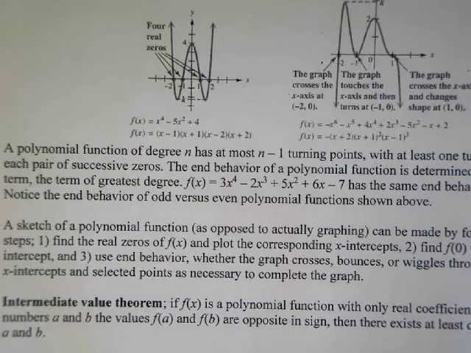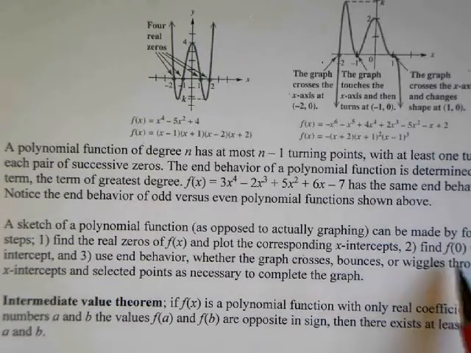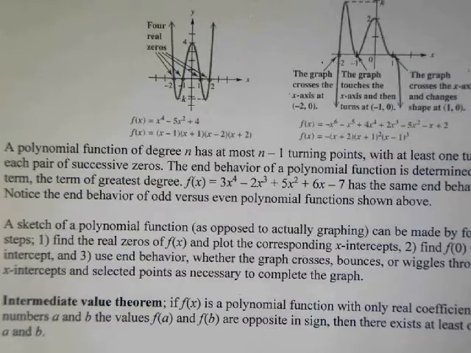So again, step 1, find the zeros. Plot the corresponding x-intercepts. Find the y-intercept, step 2, and then use end behavior, whether the graph crosses, bounces, or wiggles through the x-axis at the x-intercepts and the selected points as necessary to complete the graph.